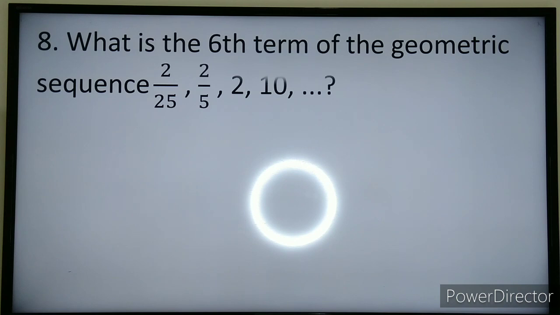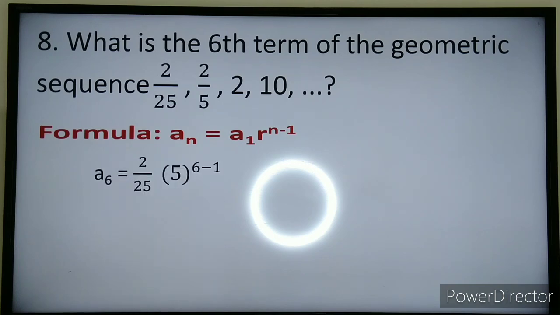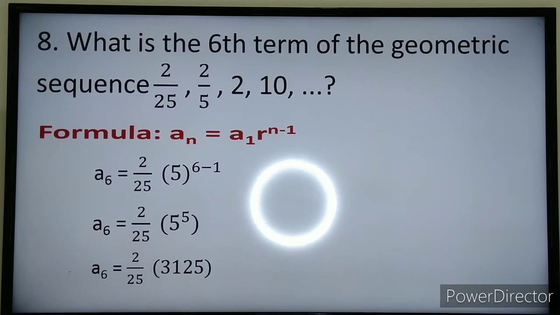Last question. What is the 6th term of the geometric sequence 2 over 25, 2 over 5, 2, 10, and so on? We are given 4 terms, and we are looking for the 6th term of the geometric sequence. Of course, you are going to find the common ratio, so use this formula. By substitution, we have a sub 6 equals 2 over 25 times 5 raised to 6 minus 1. Then a sub 6 equals 2 over 25 times 5 raised to 5. Simplifying, a sub 6 equals 250.